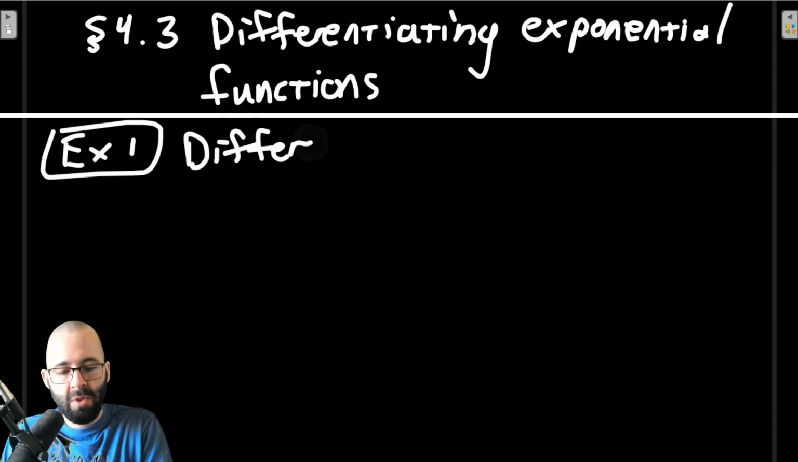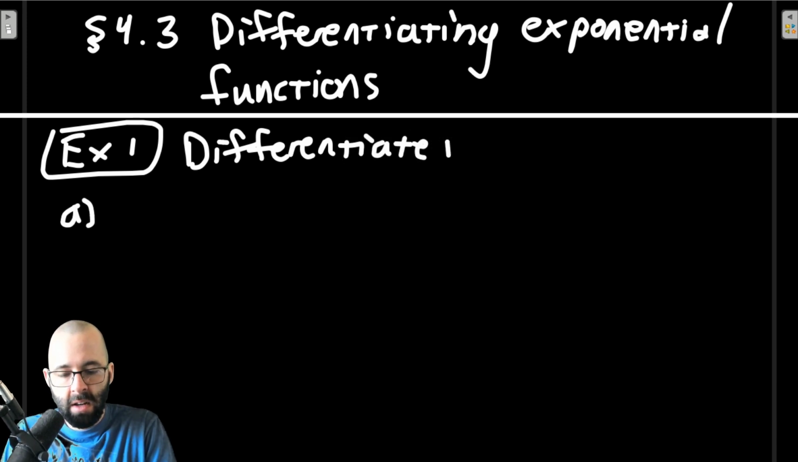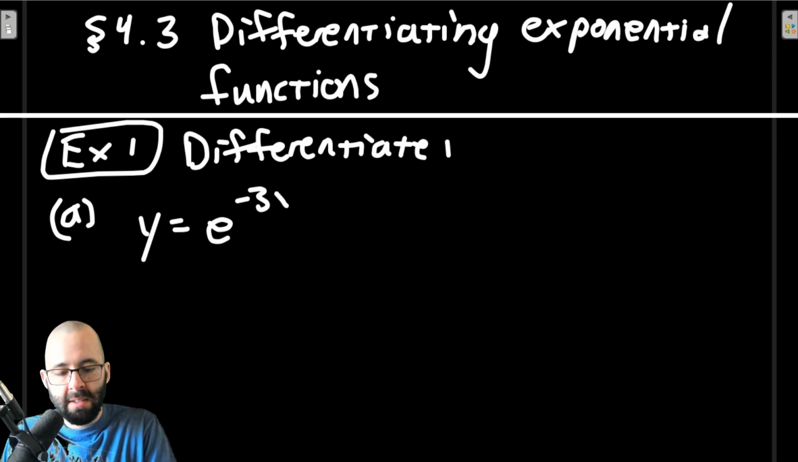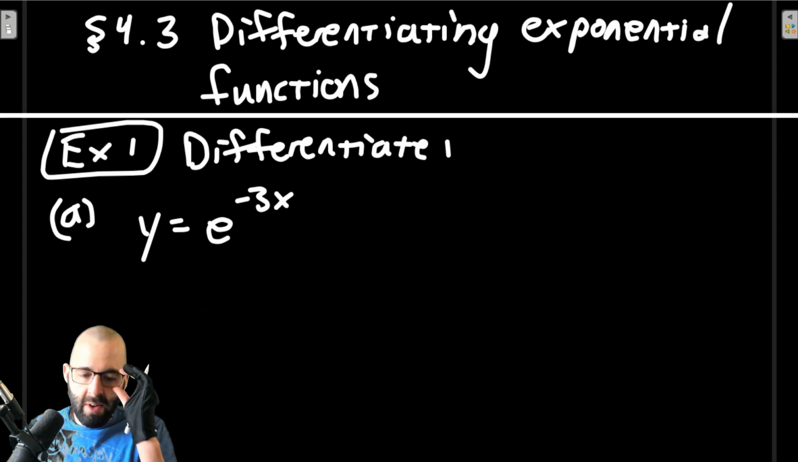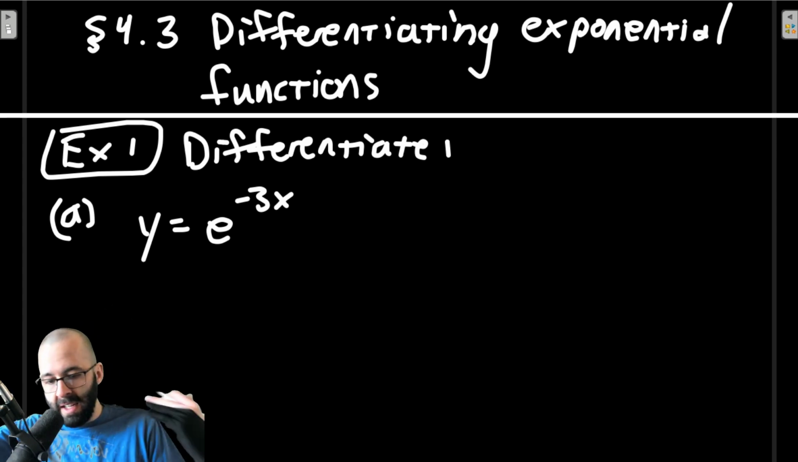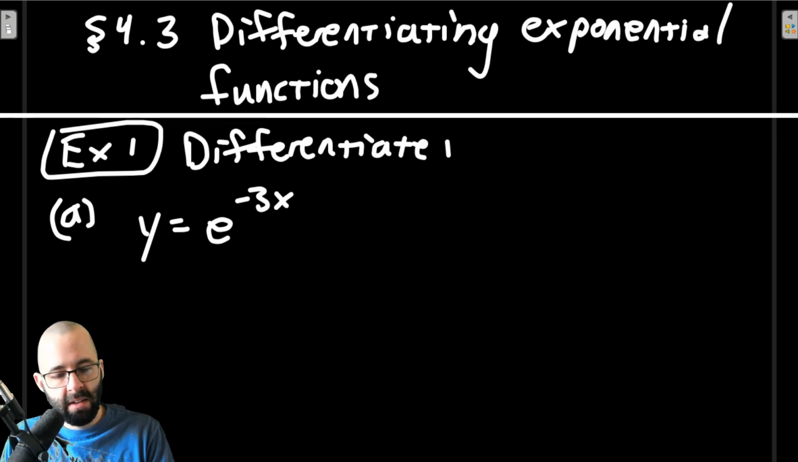Differentiate the following. And let's see what we got. Part A, y equals e to the negative 3x. So remember the chain rule, right? Chain rule says if I have a function inside a function, it's like the general power rule. We take the derivative of the outside, leave the inside alone, and multiply by the derivative of the inside.